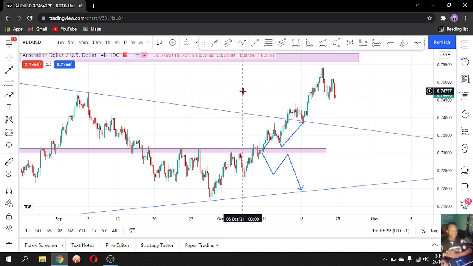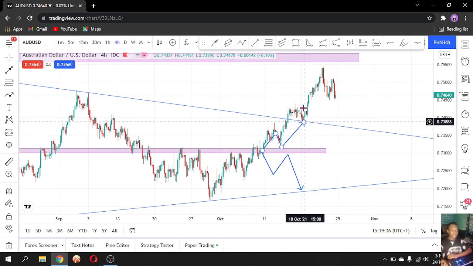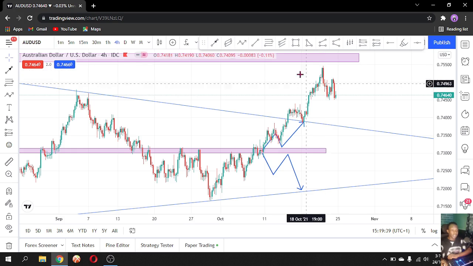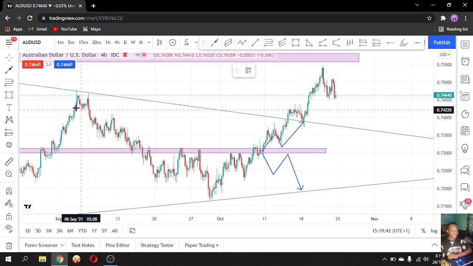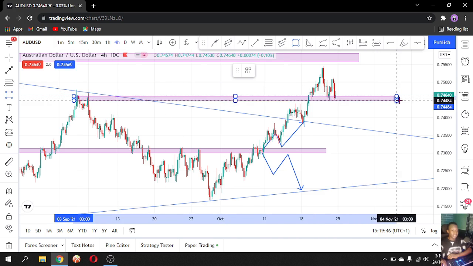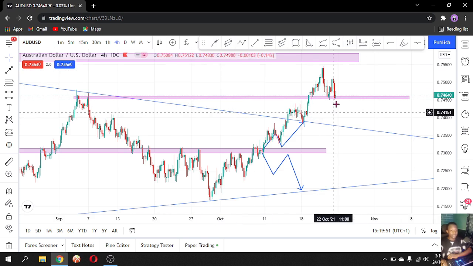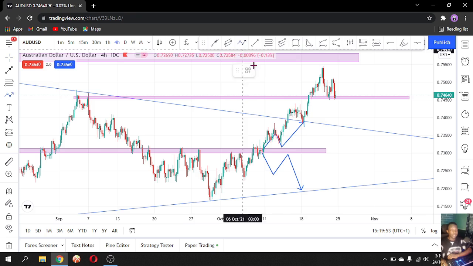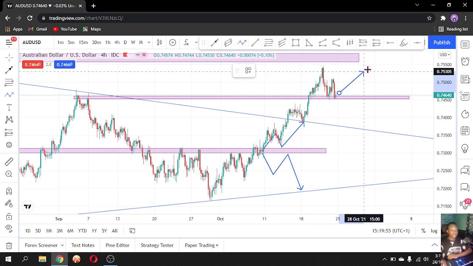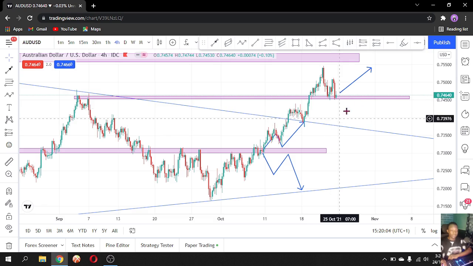And for Australian dollars, US dollar this week, now that price has broken this resistance, if I should draw another zone here, we will see that price is currently at this zone right now. And so if price should respect this zone, we will get a further push up. Australian dollars will push further up, or it comes back down before going back up.